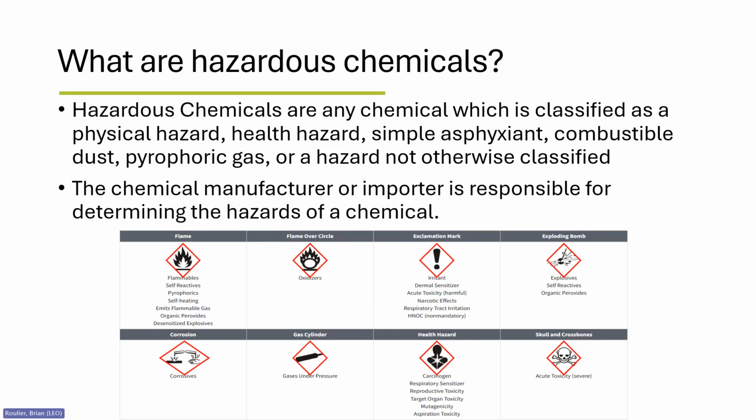Hazardous chemicals are any chemical which is classified as a physical hazard, health hazard, simple asphyxiant, combustible dust, pyrophoric gas, or a hazard that cannot otherwise be classified. The chemical manufacturer or importer is responsible for determining if a chemical meets one or more of these hazard classifications.